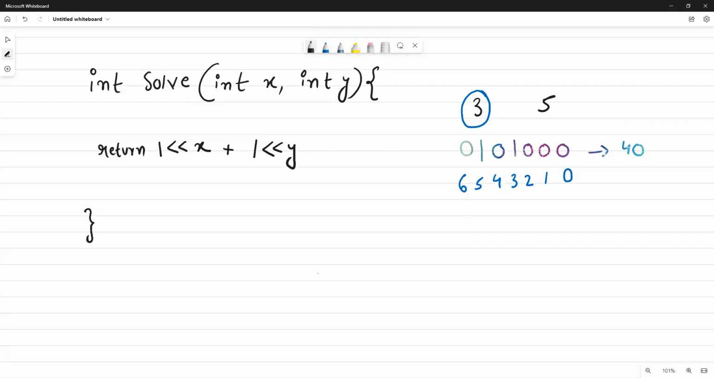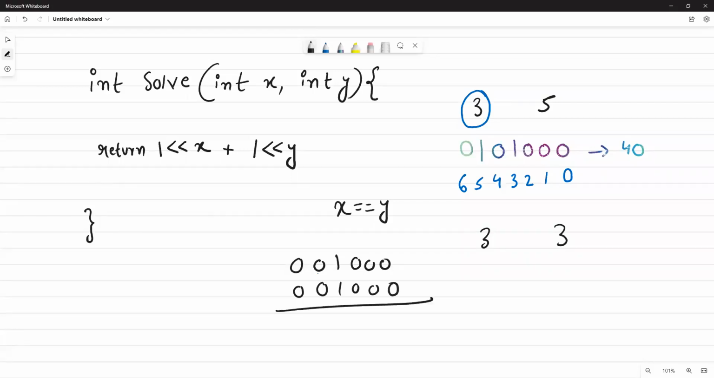Getting this? But the problem in this particular solution comes when X is equal to Y. Let's suppose I said you have to set the third and third bit. So what I did, I just set the third bit for X, and I set the third bit for Y. When I add, it is basically an OR operator.